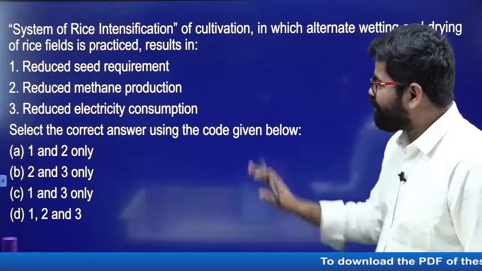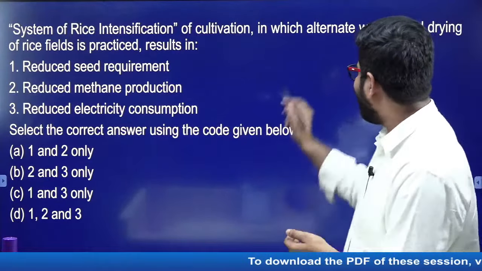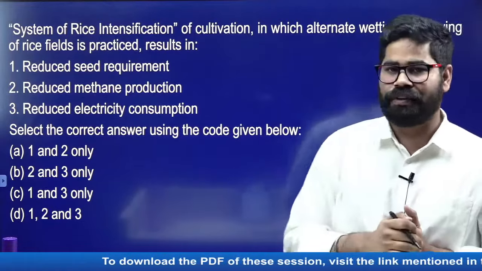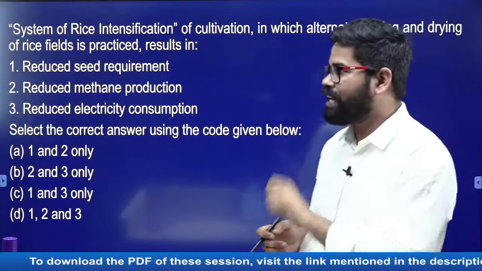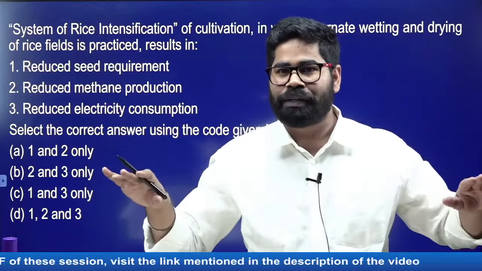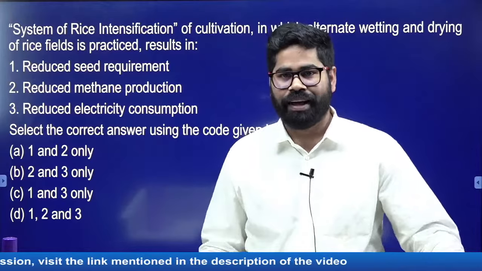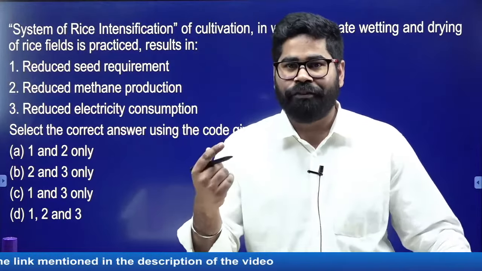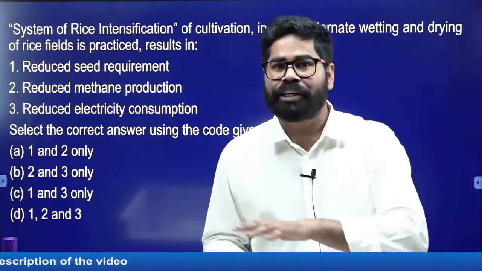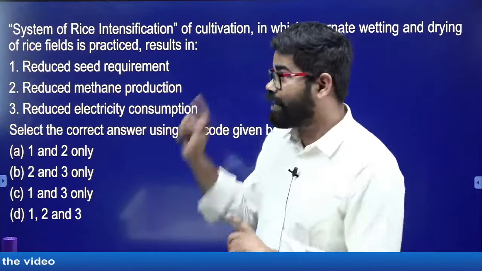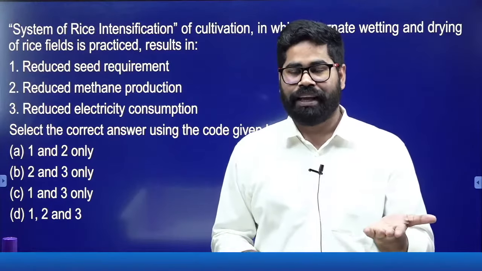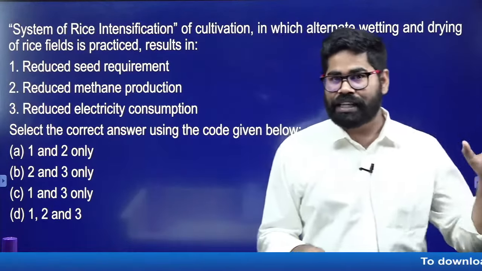Now, if we look at this question, there is a hint in which alternate wetting and drying of rice field is mentioned. Alternate wetting and drying of rice field means the rice field will not be submerged with water all the time, and we know that paddy fields are the major contributor to methane production due to water logging. But when there is alternate wetting and drying, then there won't be methane production. We have discussed this in previous sessions also.